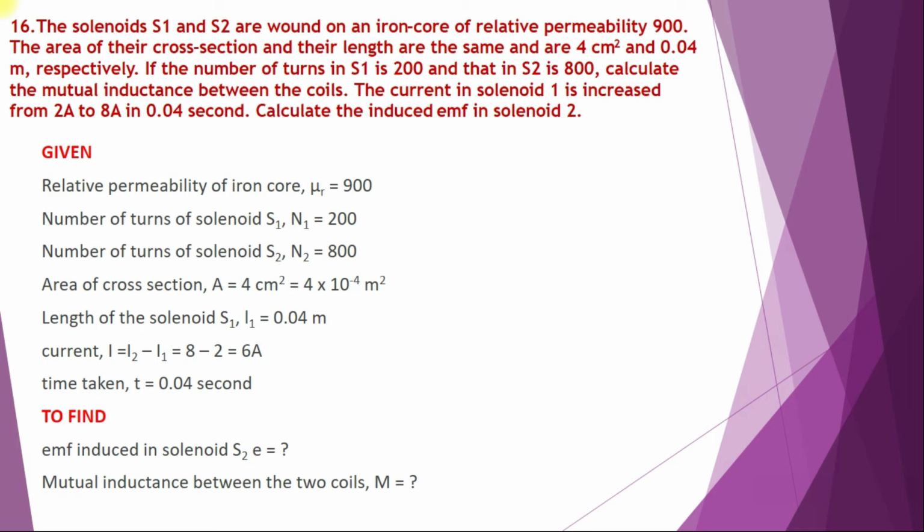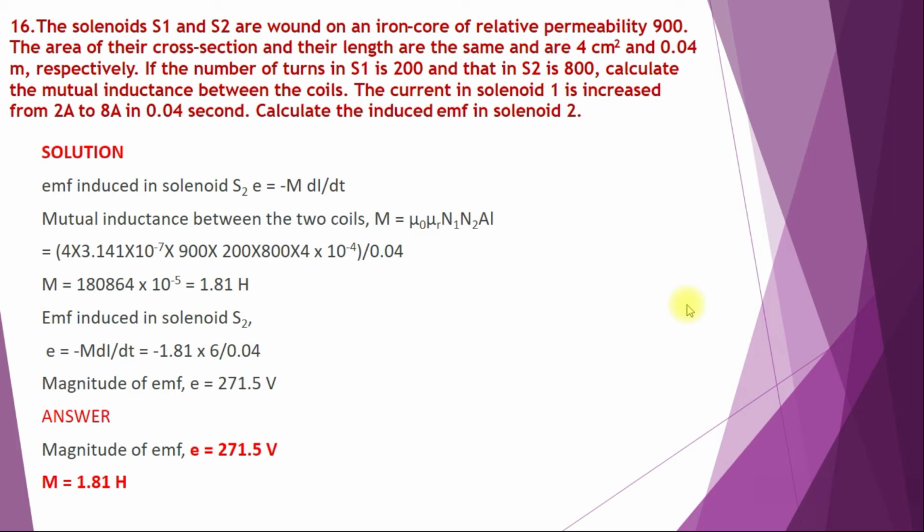We are supposed to find the EMF induced in the solenoid S2 and the mutual inductance between the two coils, M. The solution starts with the expression for EMF induced in the solenoid S2: E is equal to minus M into di by dt. The mutual inductance between the coils, M, is given as mu naught mu r N1 N2 A by L. Now substitute all these values from the given data.